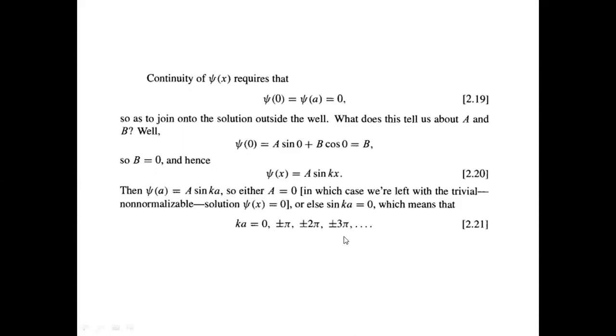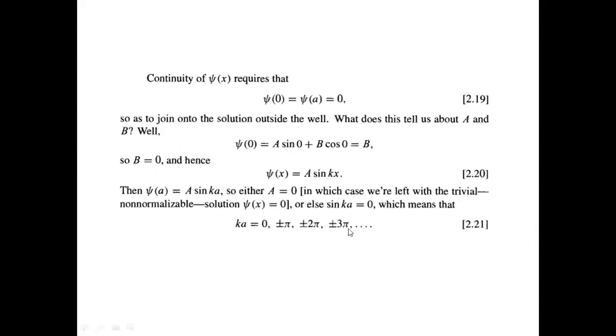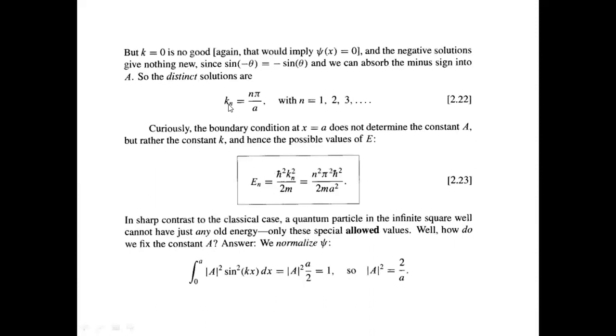This can generally be written as k_n equal to n pi by a, where n goes through the integers 1, 2 and 3. Now, because of this introduction of n, the solution is actually quantized. We'll come to it. We'll say that the energy itself is quantized.